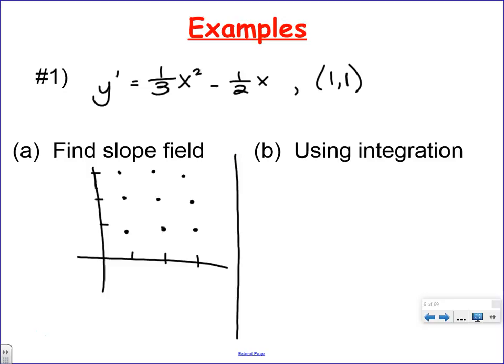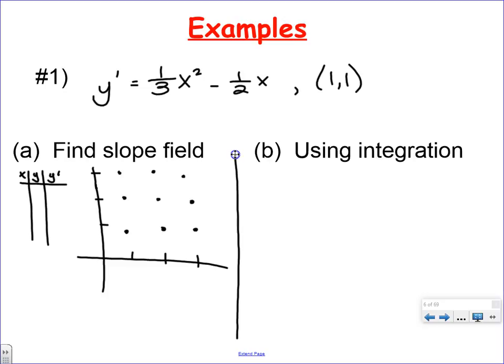What are we gonna do? Yeah, we're gonna make a little table. We're gonna have x's, we're gonna have y's, and then we're gonna have our slope, which is gonna be our y prime. We're gonna plug in points, we're gonna get slopes, we're gonna make little baby tangents. Now, we almost got to the end of slope fields. We didn't get totally to the end.